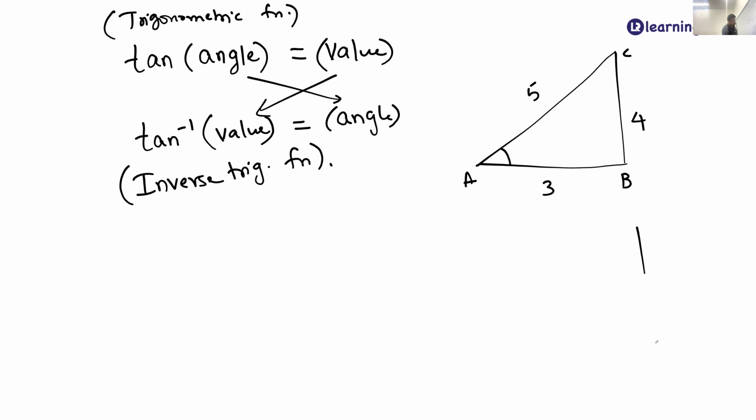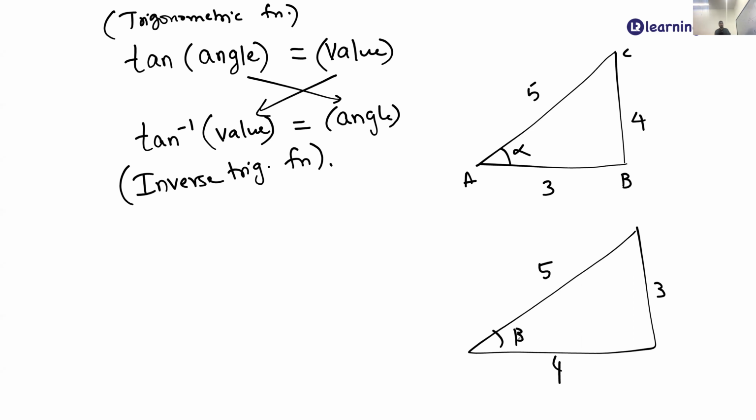Now I will draw another triangle with the same values. Observe. Okay. Here I take it as 4, here I take it as 3, and here I take it as 5. I'll call this alpha, this beta. So if I ask you, what is sine theta from this triangle, what will you say? 4/5. What is cos theta? 3/5. What is tan theta?